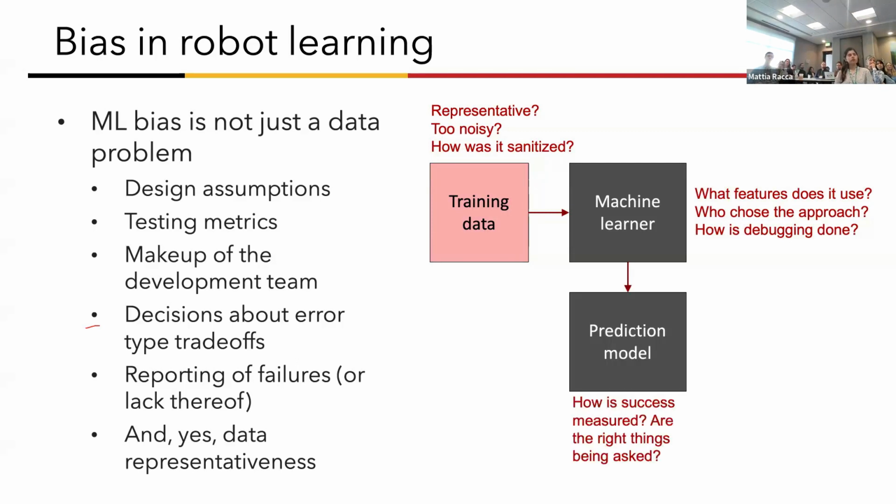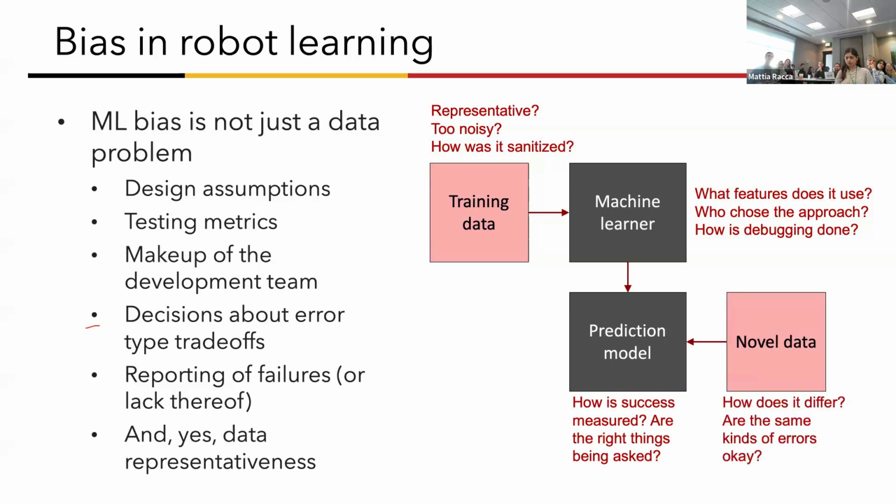Out of the machine learner comes a prediction model. And when you've got a prediction model and you're testing and training it, you have questions like, how is success measured? Are we asking the right things? If you're just looking at accuracy across a whole population, maybe you're missing the fact that a subpopulation is consistently being miscategorized.